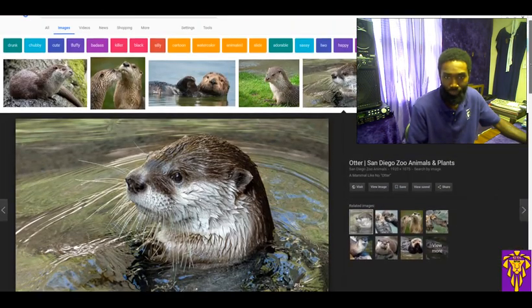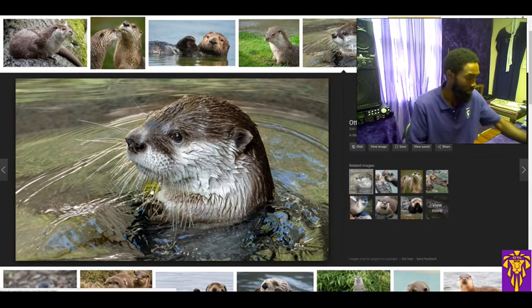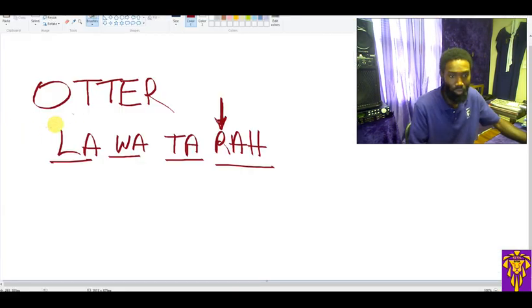And amazing creatures as well, sea otters. Now how would you say that? Once again, back to the drawing board. La watara. La watara. So let's go ahead and write this out in the Paleo Hebrew and move on.